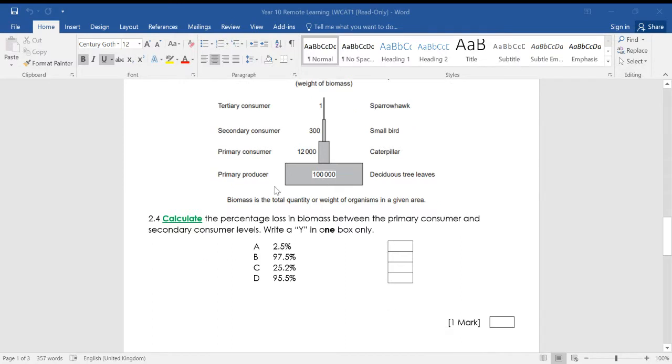Your question firstly asks you to calculate the percentage loss in biomass between the primary consumer and secondary consumer levels. So we want to know how much this has decreased by from the primary consumer, which is the caterpillar, to the secondary consumer level, which is the small bird. You have to work out first the difference between 12,000 and 300, then work out that difference as a percentage of the original number. That's a little clue to help you. One of your answers will be one of these answers here. If it's not, you've done something wrong.